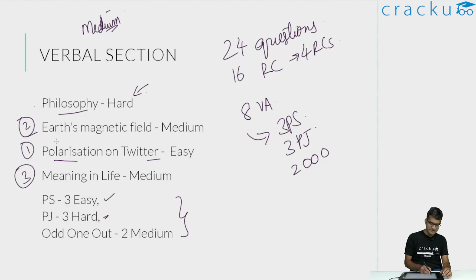The second one I attempted was the Earth's magnetic field. I found the paragraph to be very interesting. I felt I got to know some things which I didn't know earlier, but the questions were definitely on the tricky side. So the paragraph was easy to read, but the questions were difficult.